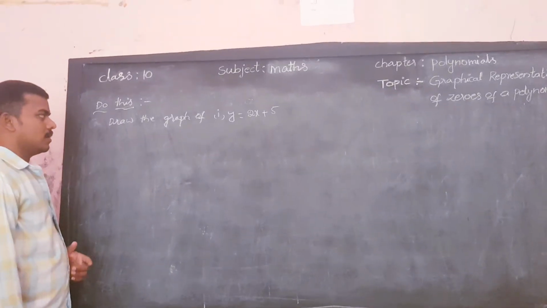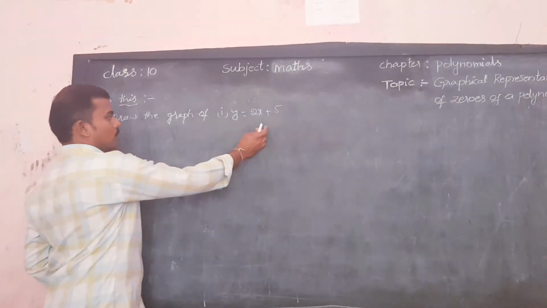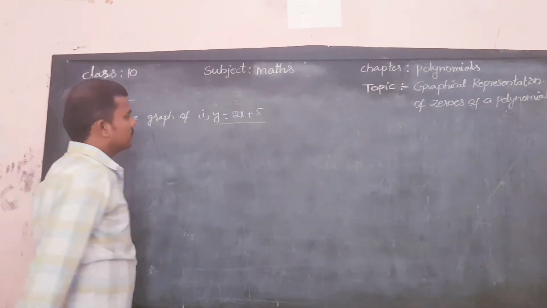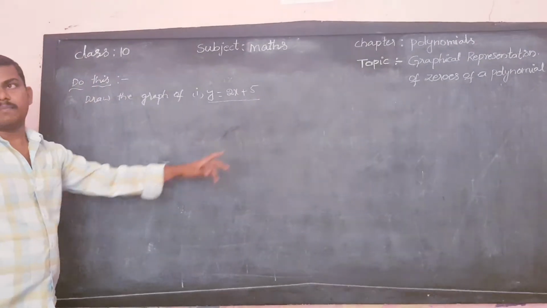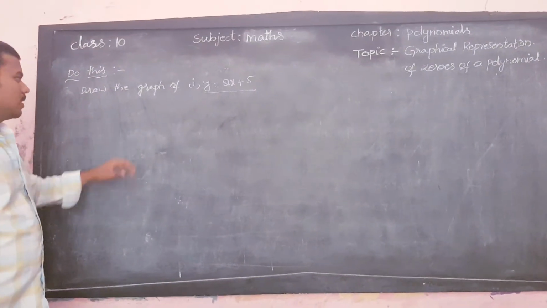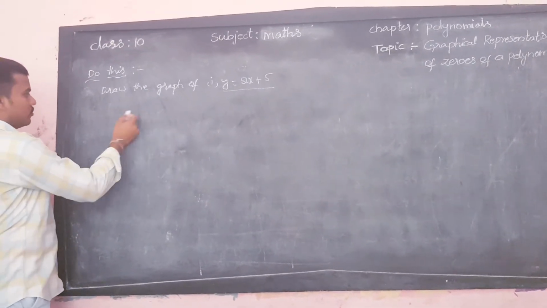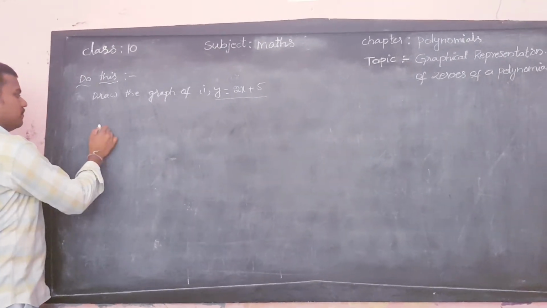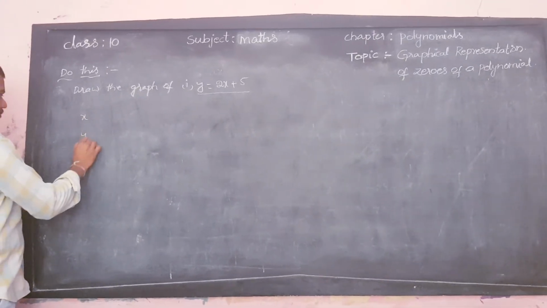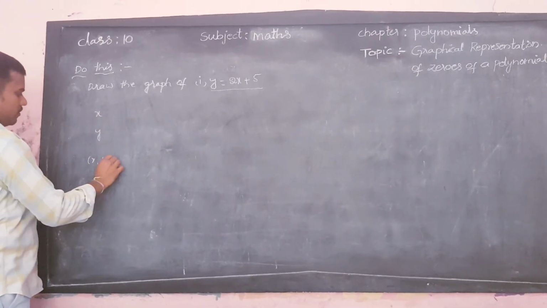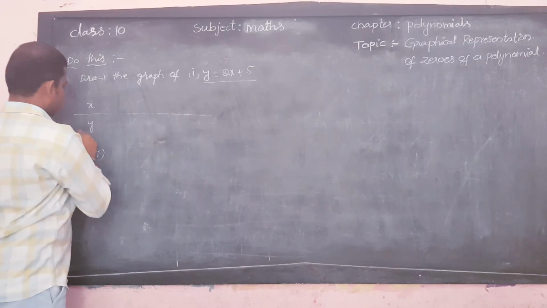Draw the graph of y equals 2x plus 5. So 2x plus 5 is a linear polynomial. So we have to draw the graph of the linear polynomial y equals 2x plus 5. So x, y, so x comma y. So we have to draw the table.